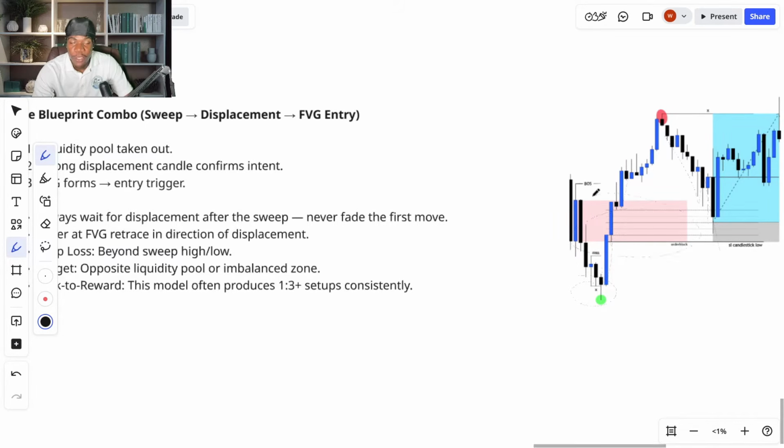Because the fair value gaps, they're a magnet. It will pull back. Don't doubt it. It will come back and fill that fair value gap. It may not be during your session, right? Sometimes it doesn't happen during the session, but later in time, it always pulls back and fills those fair value gaps.